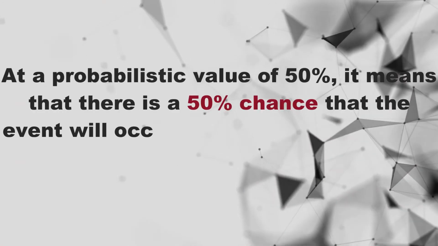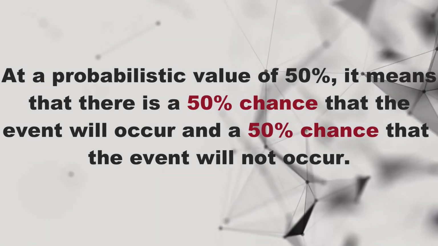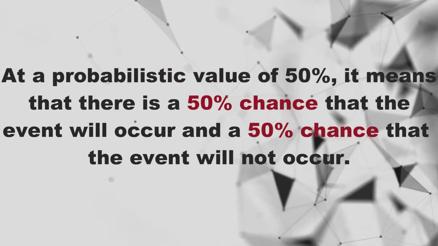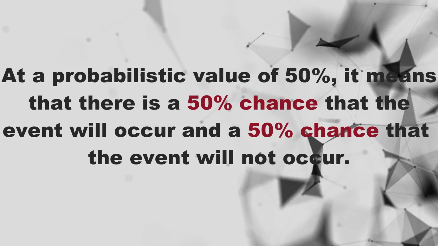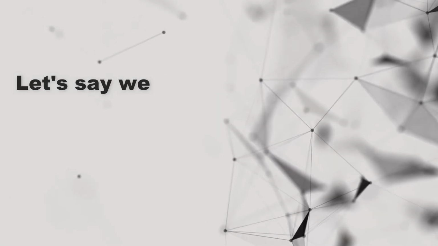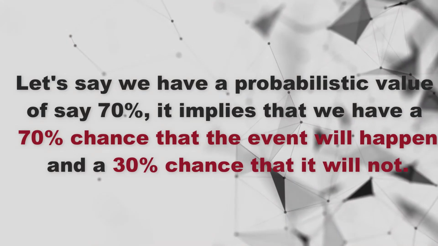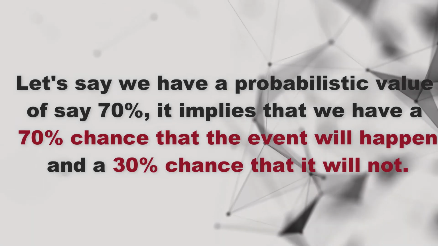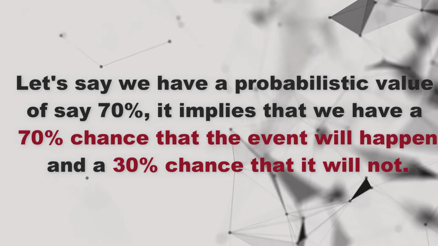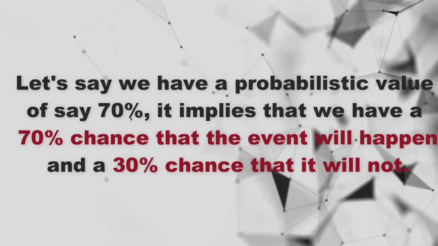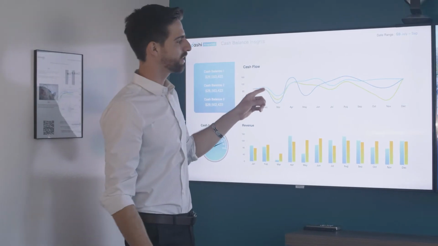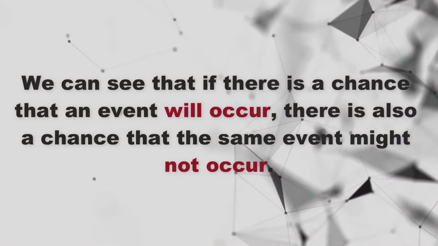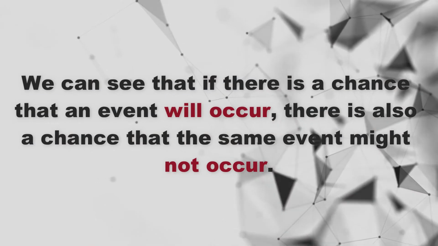And if we have a probabilistic value equal to 50%, it implies that there is a 50% chance that this event is going to happen, and there is also a 50% chance that this event is not going to happen. And if we have a probabilistic value of 70%, it implies that there is a 70% chance, or a 0.7 chance, that this event is going to happen, and there is a 30% chance that that event is not going to happen. So we can see a little pattern here: if there's a chance that an event is going to happen, definitely there is also a chance that that event is not going to happen.